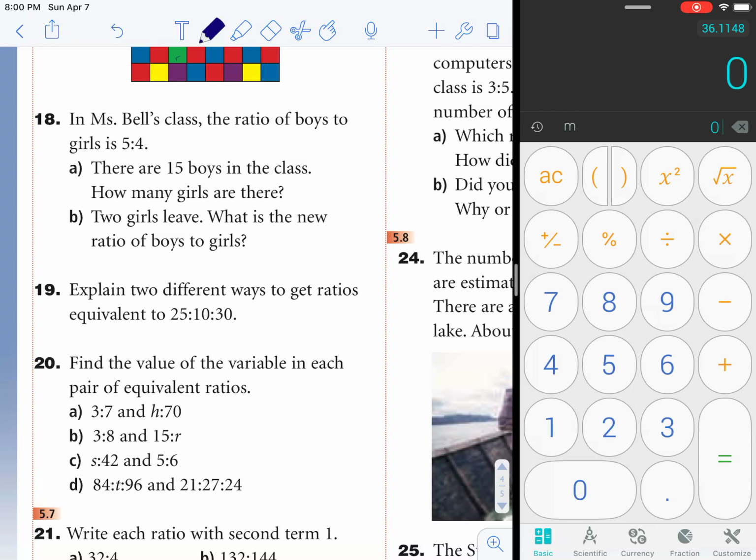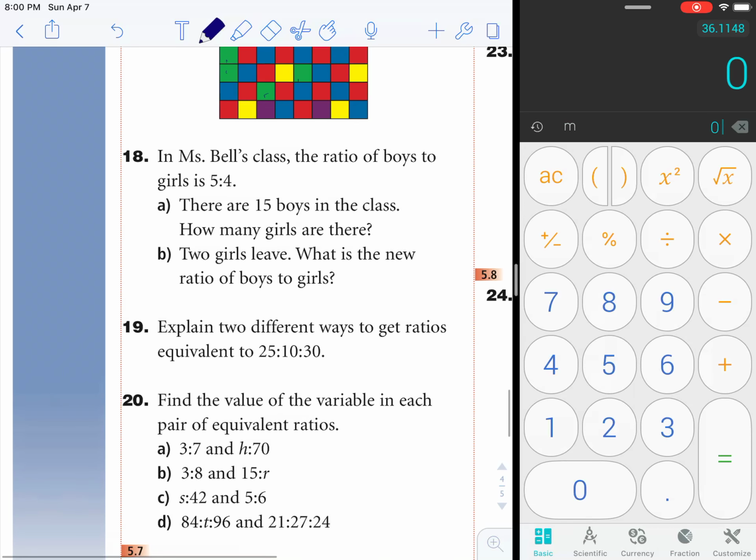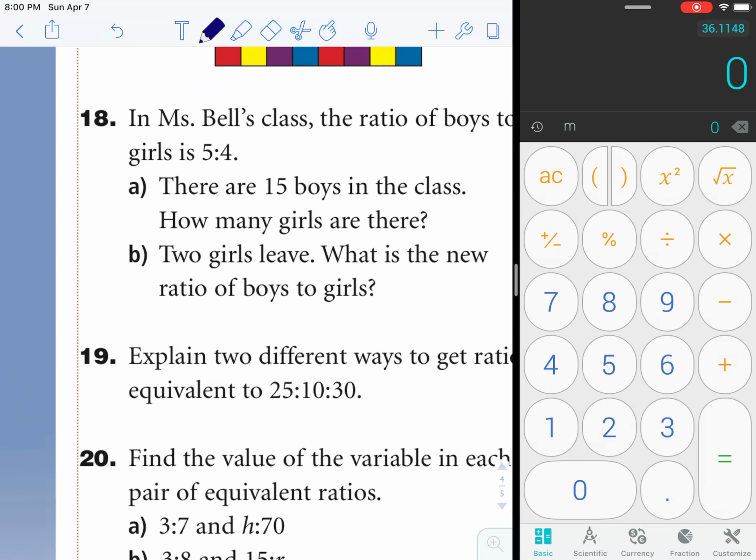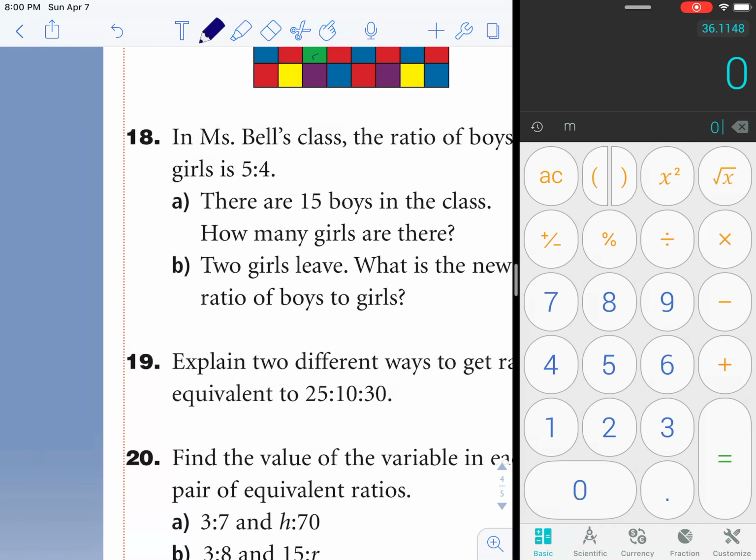Okay. This one, ratio of boys to girls is 5 to 4, 15 boys in the class. So 5 to 4 is our original ratio, and this is boys to girls. So what you can do is you can line up the new information. So there are 15 boys. How many girls? Well, to go from 5 to 15, you multiply by 3. So if we do the same thing, we'll get 12 girls.